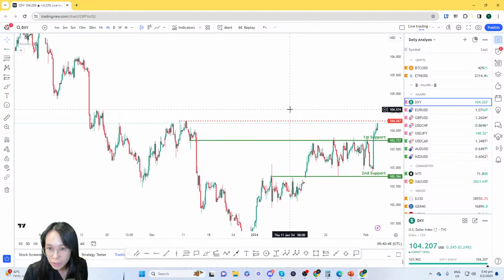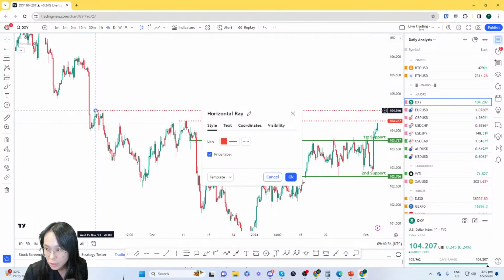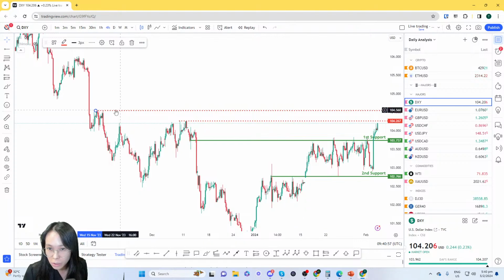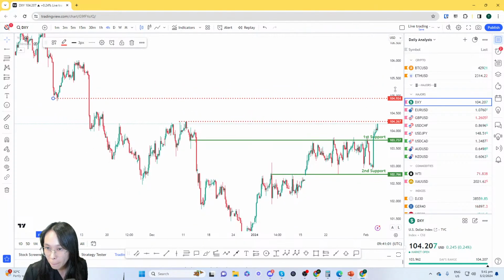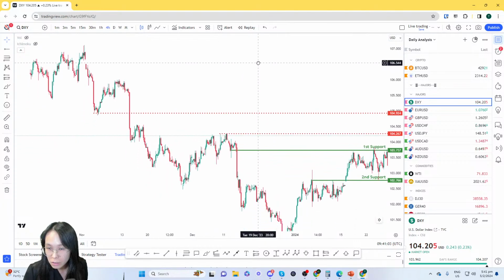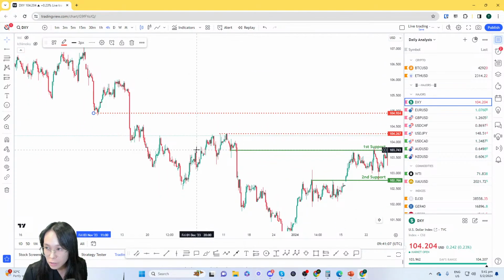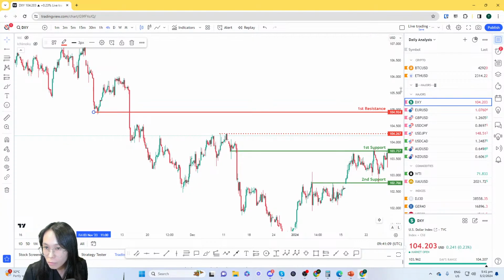Our next level of resistance, this is a bit too close. If I were to choose this, it's a bit too close to our immediate resistance level, so I will pick this. This swing low here will be my first level of resistance.